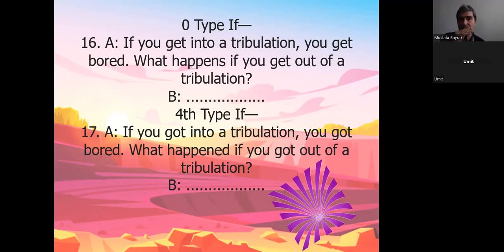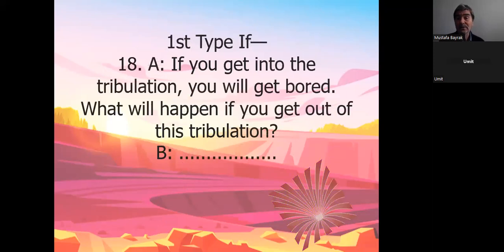Okay, what about the seventh dialogue? If you got into a tribulation in the past, yesterday, last month, last weekend, last January, you got bored. Yes. I have no doubt about it. I am certain about it. Okay? This is the nature of a human being. What happened if you got out of a tribulation last Monday, last month? Of course, I became happy. I was happy if I got out of a tribulation. Okay, first type is this.